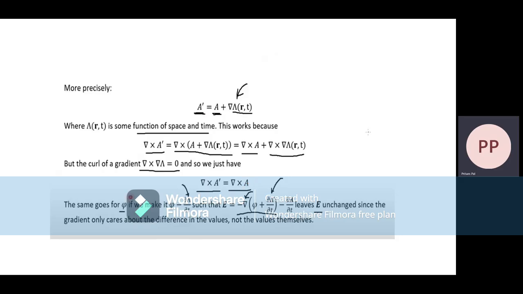The same goes for phi actually. If we make it phi minus del delta by del t, then the electric field, if we calculate minus grad phi minus dA by dt, will leave E unchanged, since the gradient only cares about the difference in the values, not the values themselves. That's exactly what I was talking about repeatedly just a few minutes back. So here, the difference matters, not the exact value.